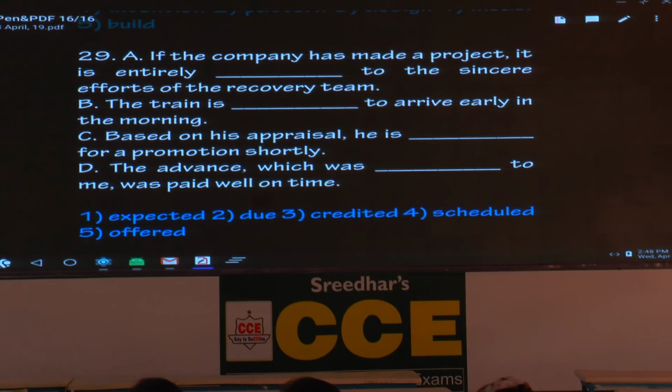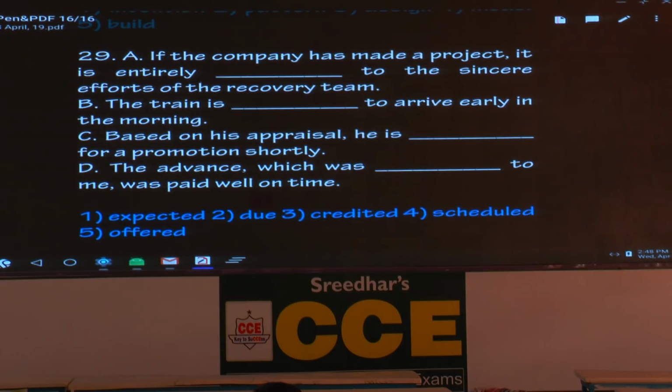You have a question? It goes with the first sentence. What is the first sentence? It is entirely due to the sincere efforts of the recovery team. Perfect. The train is due to arrive early in the morning. This is also perfect. Based on his appraisal, he is due for a promotion shortly. This is also right. The advance which was due to me was paid well on time. This is also right. So one word goes with all the sentences.